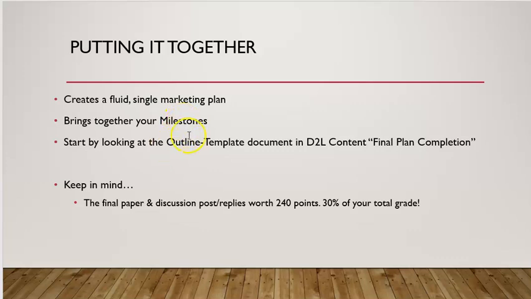It brings together all your milestones, as I said, and the very first thing you want to do to start is by looking at the outline of the template in the D2L folder in content for final plan completion. I do want you to keep in mind that the final plan and paper is worth a lot, 240 points, which is worth 30% of your total grade. So this is a pretty significant thing. So you want to make sure that you do this as well as you possibly can so you can get that finished real strong within the class.